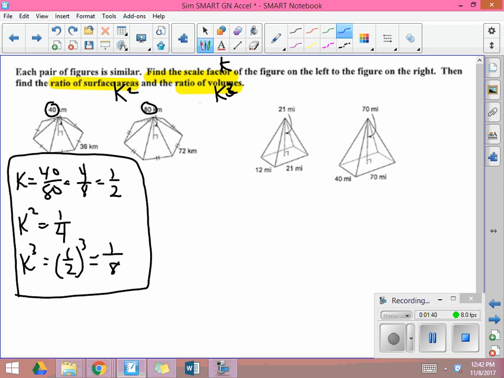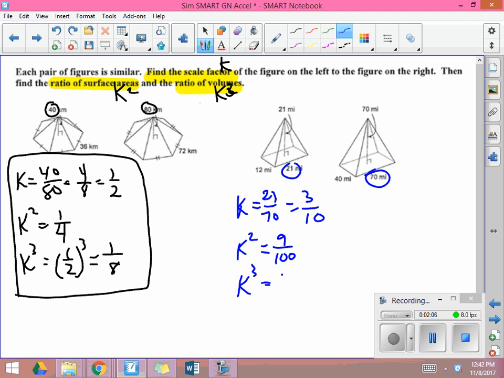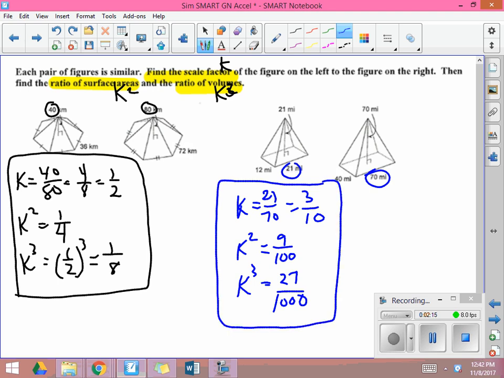Again, pick any two values that correspond. So here, maybe I'll pick 21 and 70. So k is 21 over 70, which has a common factor of 7, and so it reduces to 3/10. So then k squared, the ratio of areas, would be 9 over 100, square the top and the bottom. K cubed, 3 cubed is 27, 10 cubed is 1,000. And we do always report these as fractions. So get comfortable using the fraction key on your calculator or working these numbers by hand.